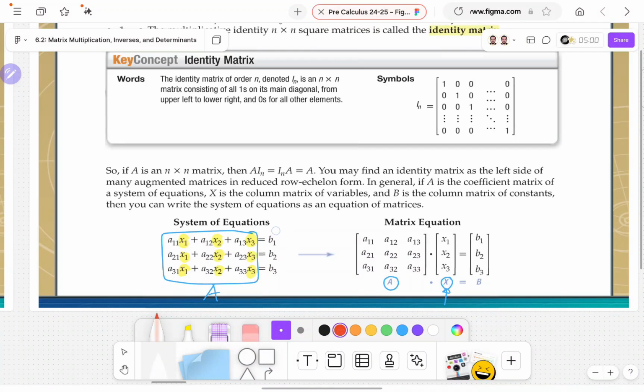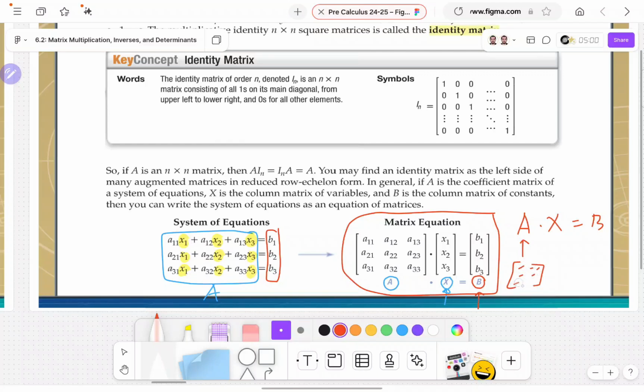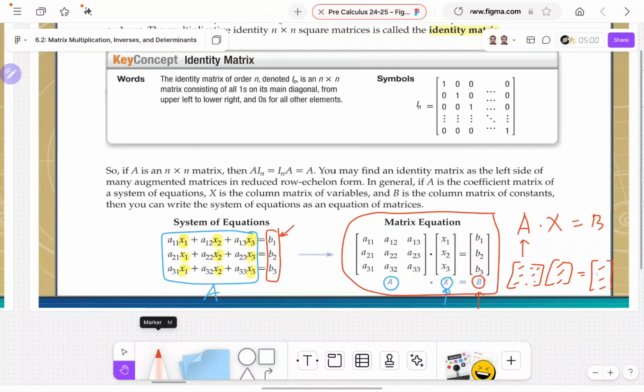Now what happened with the b's here, which is the answer? The answer will be written as B, which is B1, B2, B3. So the matrix equation follows: A times X equal to B. A is the augmented matrix that we already know. X is only the variable that we have. B is the number which is after the equal sign. So this is the matrix equation.